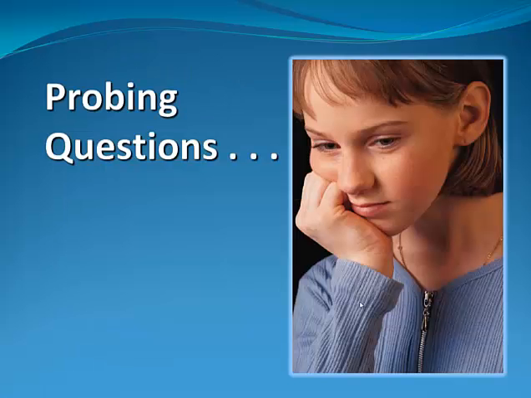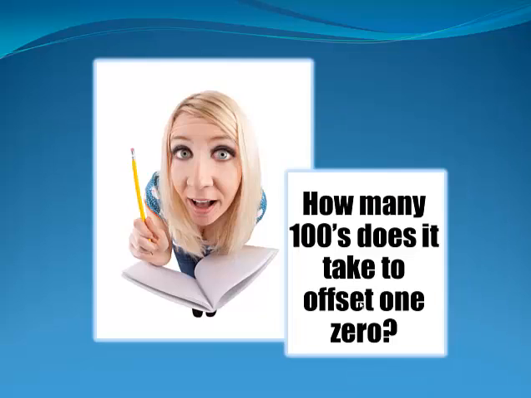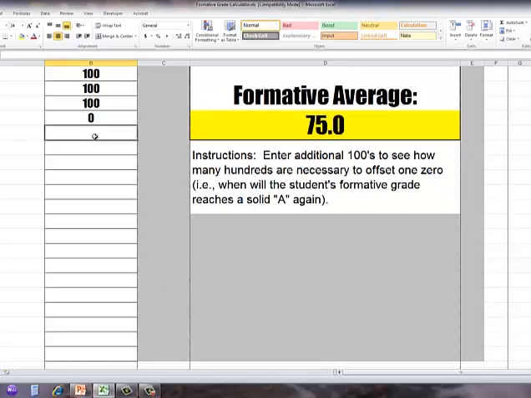So let's talk about some questions. How many hundreds does it take to offset 1 zero? We are often cautioned to be very careful giving students zeros. Well, let's look at why that is. Suppose a student has 3 100s for their formative category or homework and then gets a 0. How many additional 100s would the student have to earn to offset his average of 75 and get it back to that solid A? Let's see.